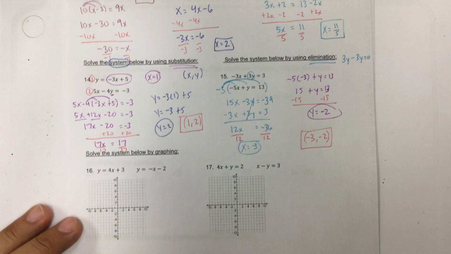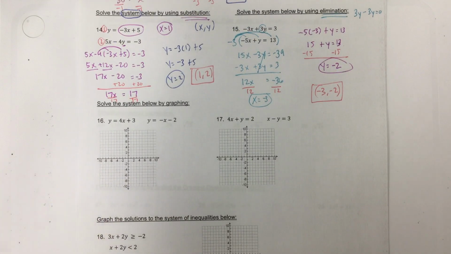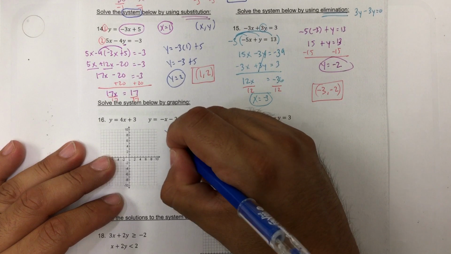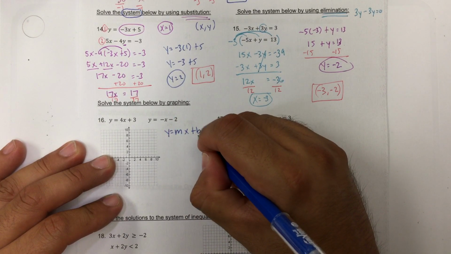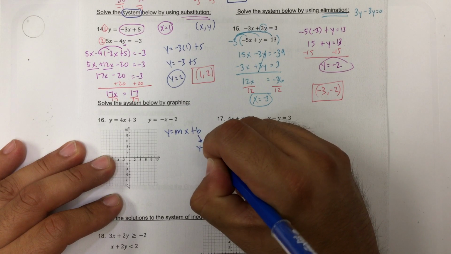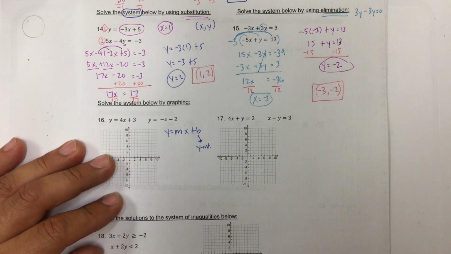All right, for this next problem, for 16 and 17, I explained this before, but we'll go over it again, how to graph a line. First off, you want to make sure it's in slope-intercept form, which is y equals mx plus b. So first, let's go with the b. The b is the y-intercept. That is where you begin on the y-axis.